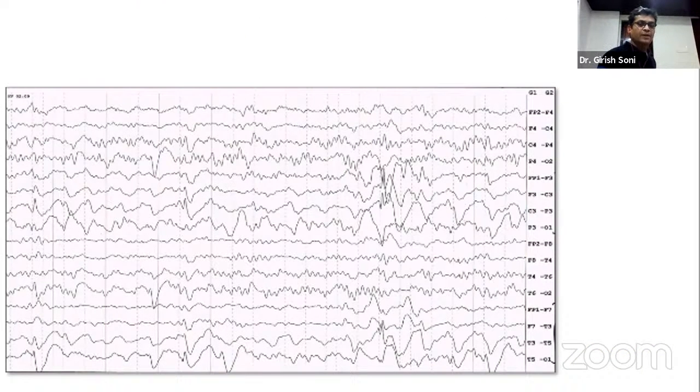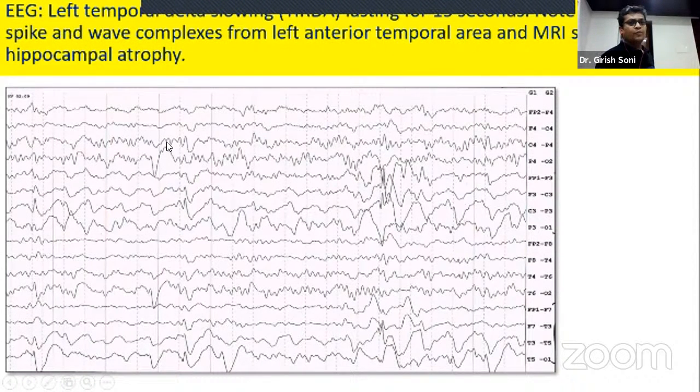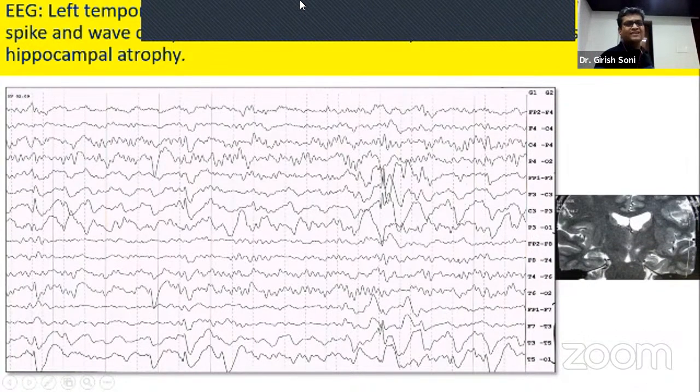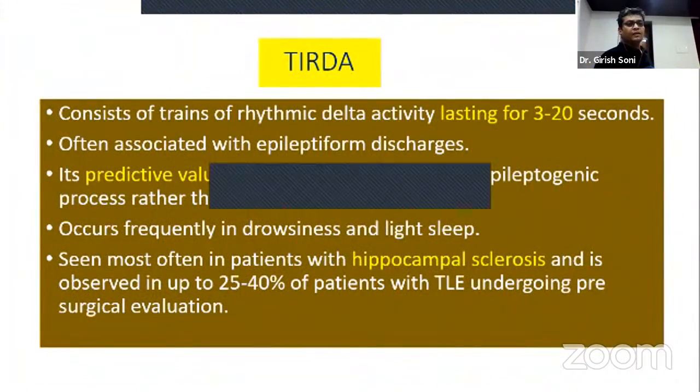Now the second EEG, a patient with refractory epilepsy. The EEG classically shows left anterior temporal spike sharp wave discharges along with slowing, which is almost continuous. So left temporal delta theta range slowing that lasts for more than 3 seconds. So this is called TIRDA. This patient classically had left MTS on MRI and history of refractory epilepsy. So what is TIRDA? TIRDA is rhythmic delta activity that lasts for.